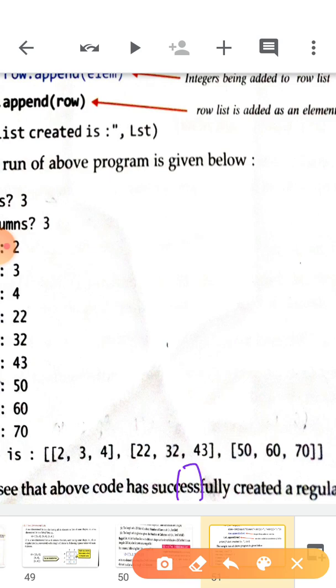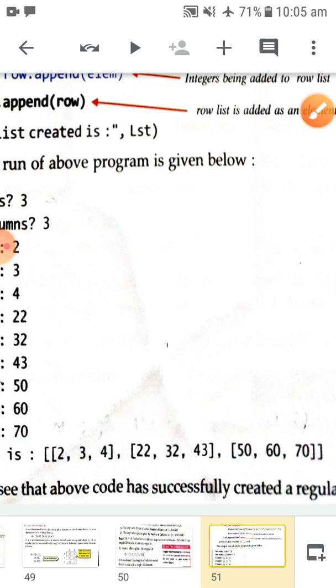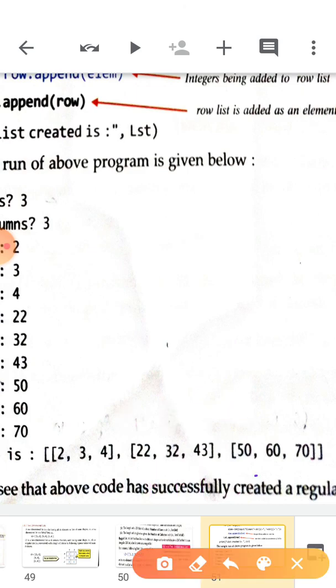Let's talk about the second one. This is your 1 position. So what will be the position of 22? 1,0. What will be the position of 32? 1,1. What will be the position of 43? 1,2. So in this way your loop is going to work. Now let's talk about the second position of the list. This will be 2,0, 2,1 and 2,2. So in this way we give the position.